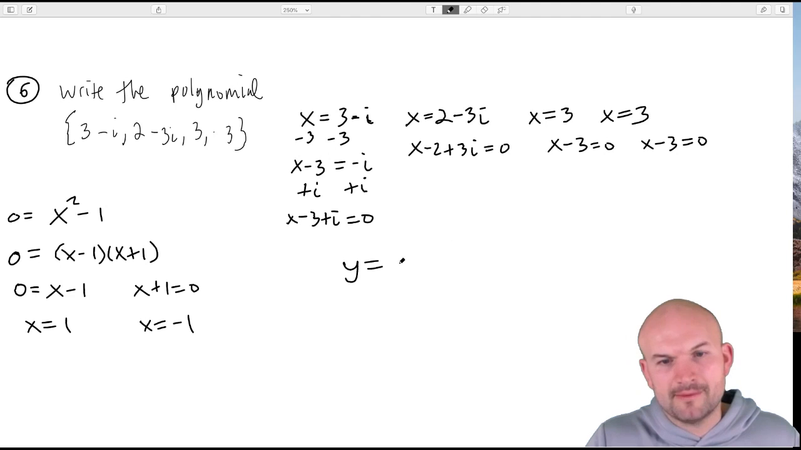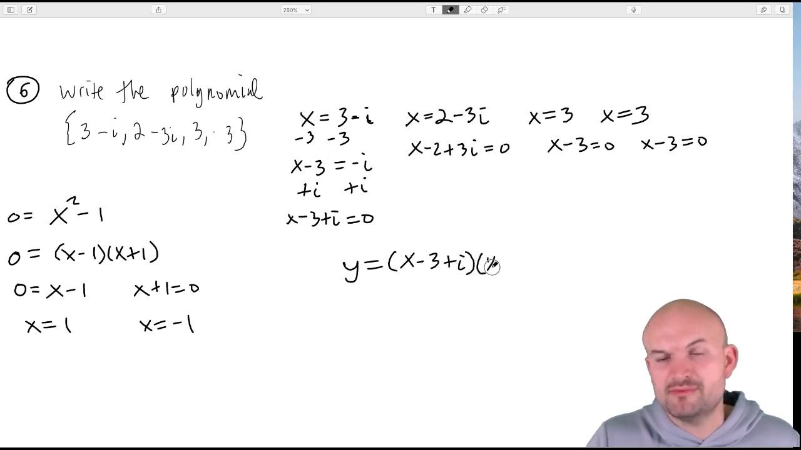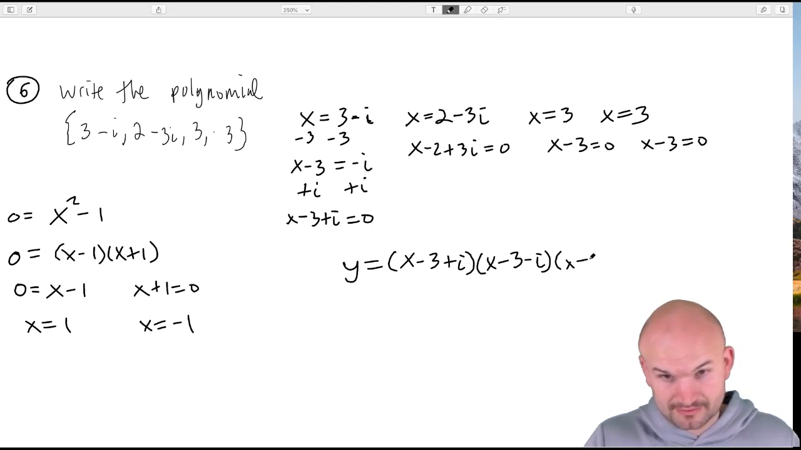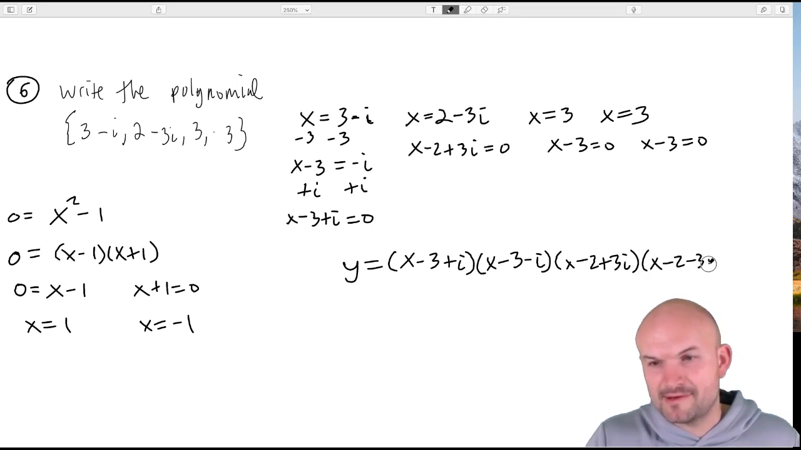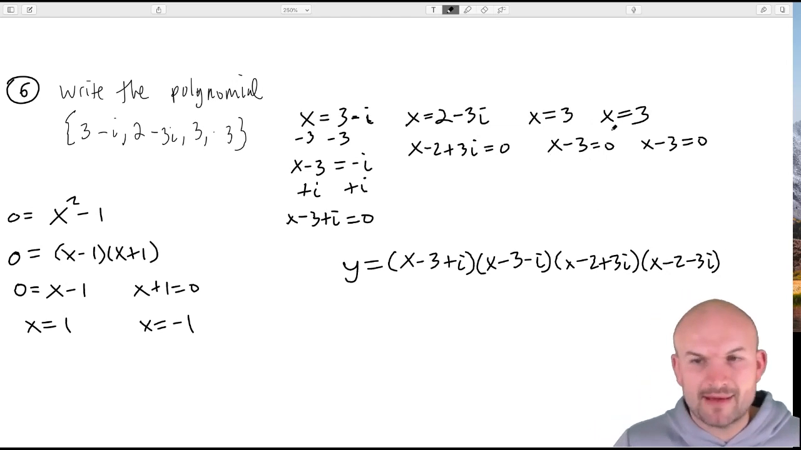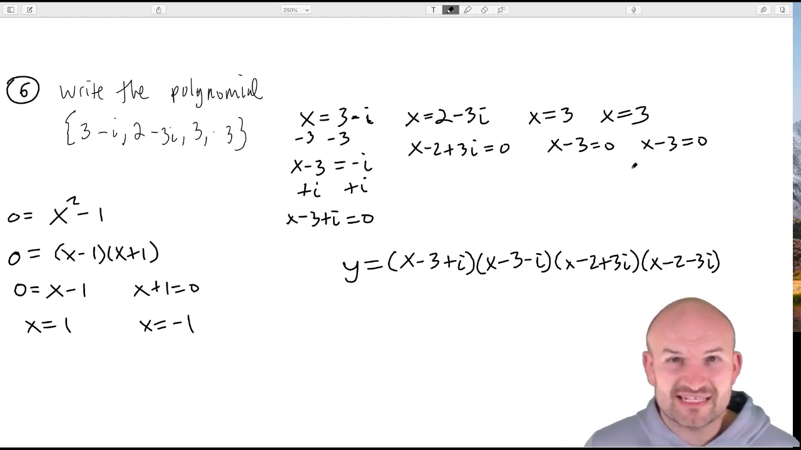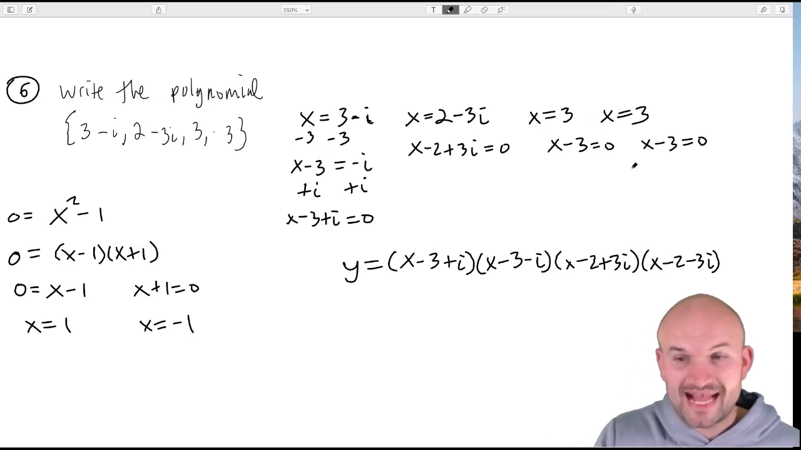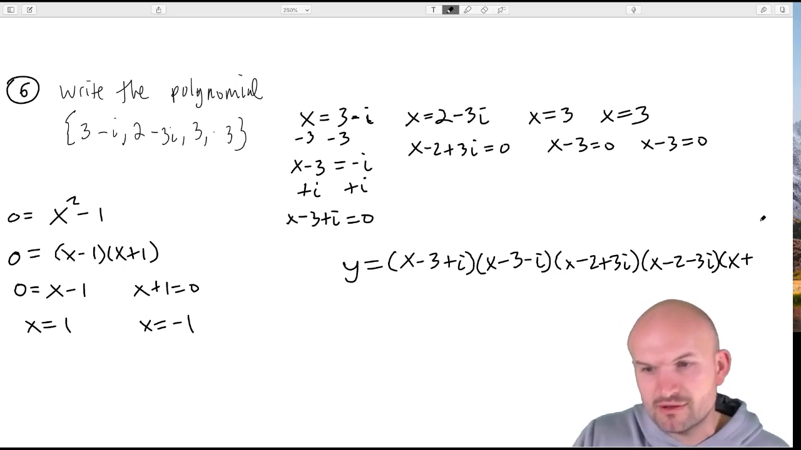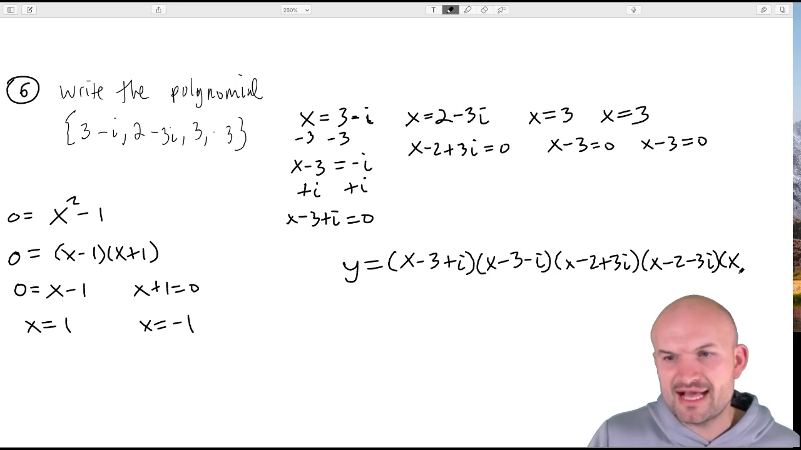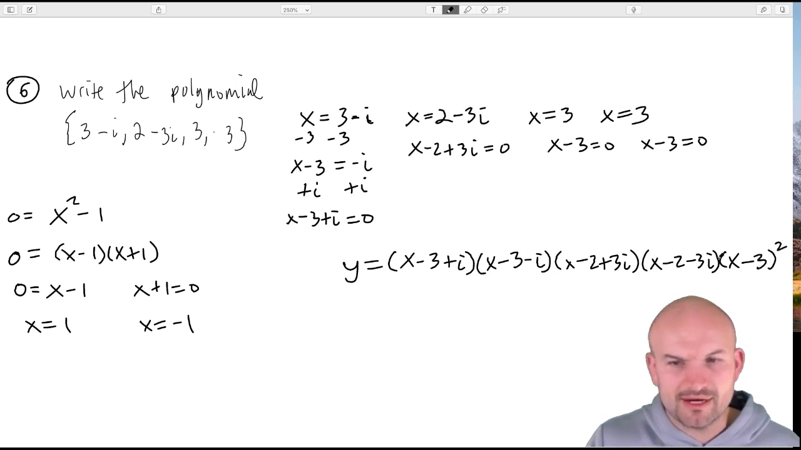So for each of these factors, we need to make sure we include the conjugate. So x minus 3 plus i also needs to be multiplied by x minus 3 minus i. This one's going to be x minus 2 plus 3i, and this is going to be x minus 2 minus 3i. And this is what happens when we have, in this case, x minus 3 times x minus 3. Well, that's really a repeated factor, a repeated zero, which we use for our multiplicity. So this is going to be x minus 3 quantity squared.